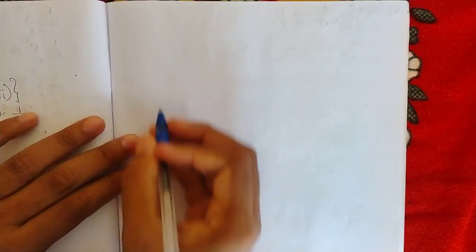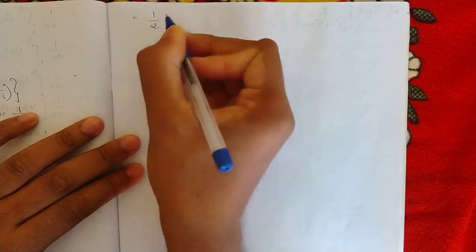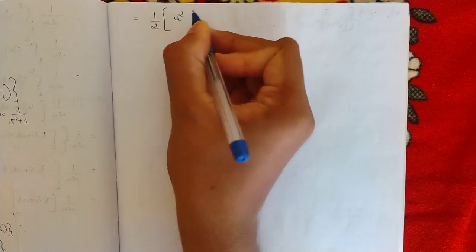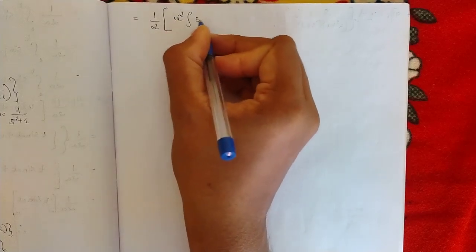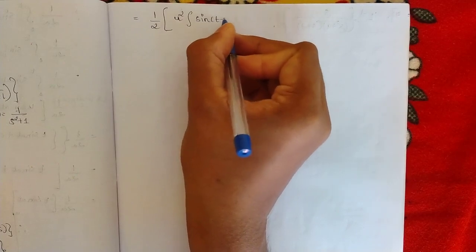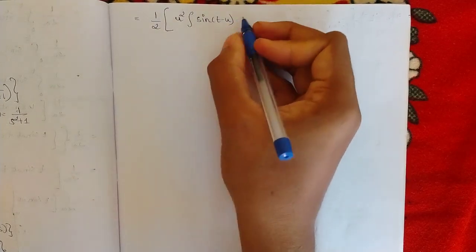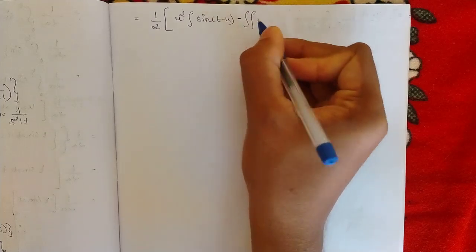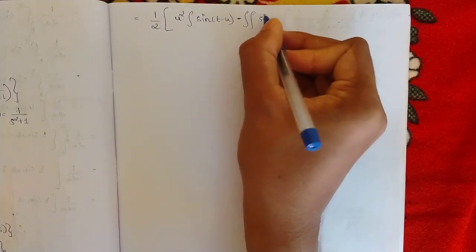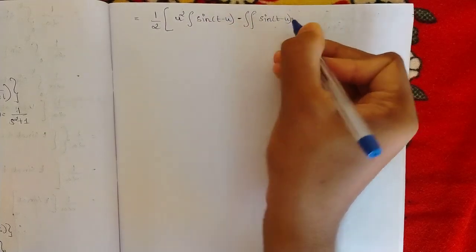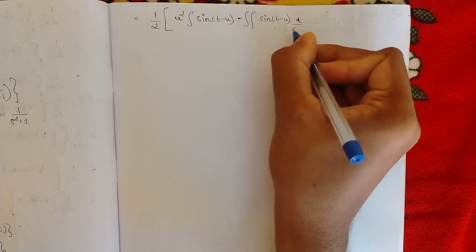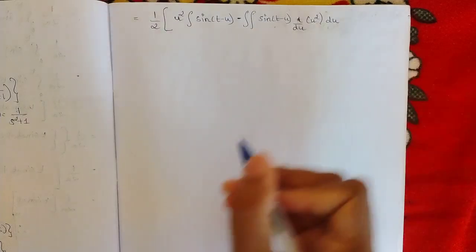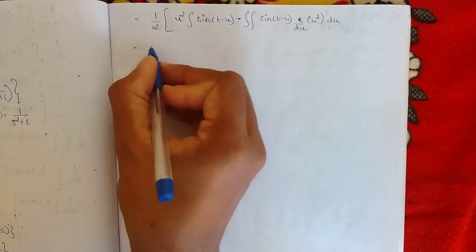So now, 1 by 2 into first term is u square, so u square as it is, into integration of second term, sine of t minus u, okay, minus integration of the integrated term, that is sine of t minus u, into the differentiation of first term, that is u square du. Okay, so now let us simplify and see what we will be getting.